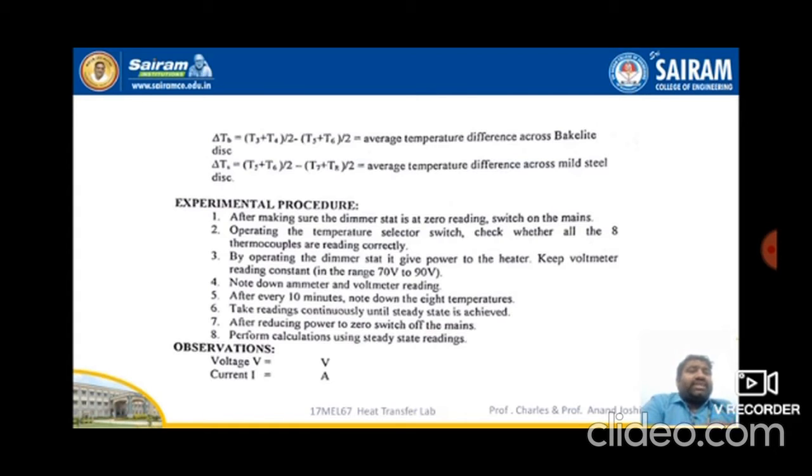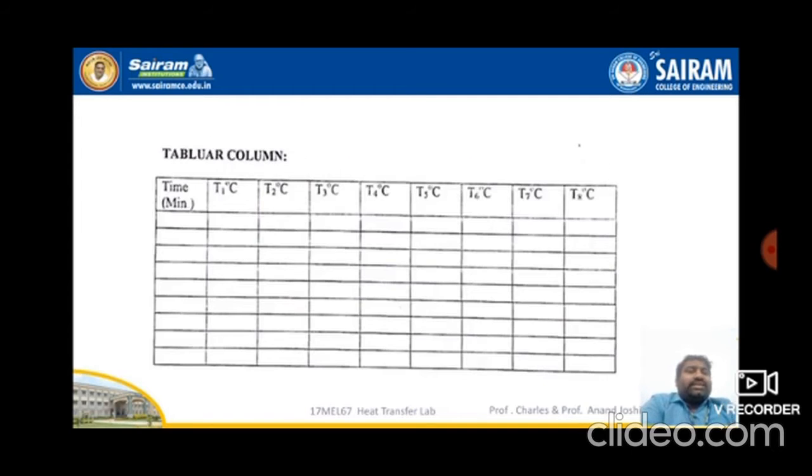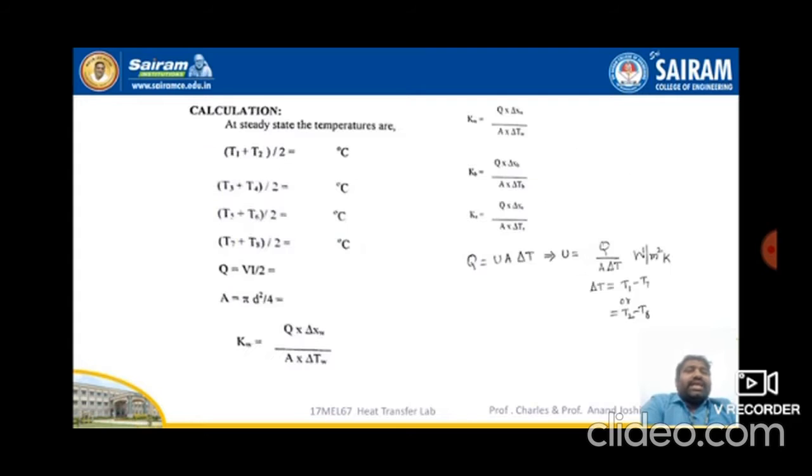After reducing the power to 0, switch off the mains, and perform calculations using the steady state readings. Observe the voltage and current. This is the tabular column in which you note down the readings, at every 10 minutes, until you get the steady state condition. Only the steady state values are taken for the calculations.